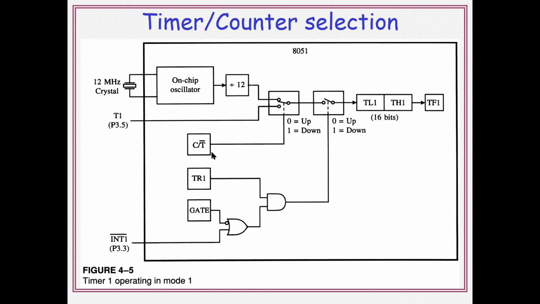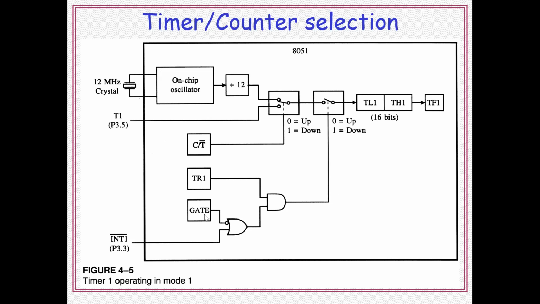This bit selects C/T bar, which indicates counter or timer. If it is 1, it is called a counter. If it is 0, it is called a timer. Next is the timer run control bit. The timer run control bit is directly connected to one of the inputs of the AND gate, and the second input depends on the gate signal and the INT0 or INT1 pin.